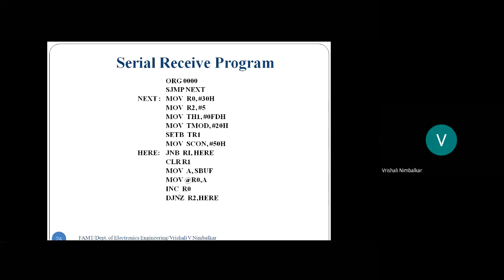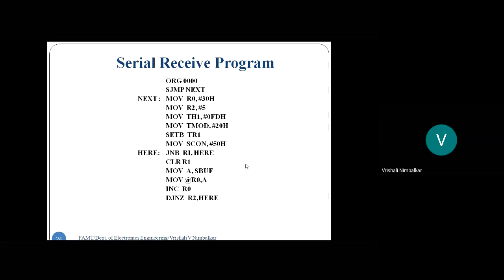Increment R0. So R0 will now show 31. It will point to this next memory location. So before decrementing the counter, increment the pointer, then decrement R2, the counter, go back, check RI. If RI is 1, clear RI. Take the second character from SBUF in the accumulator and save it in the memory pointed to by R0. Now R0 is pointing to 31 hex. So the second character is loaded at the next memory location. And repeat this process 5 times.